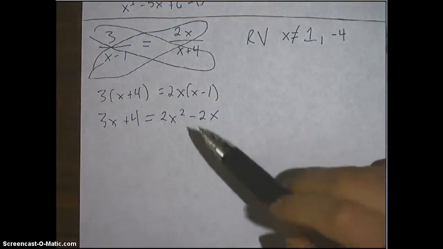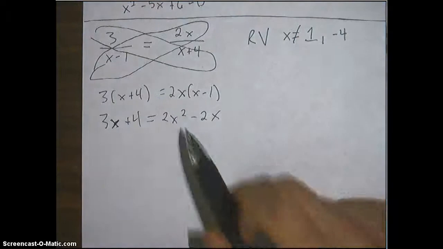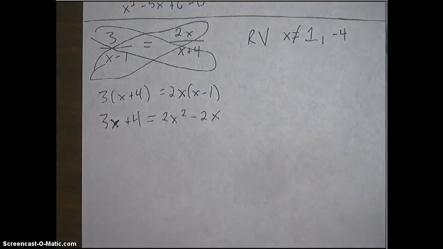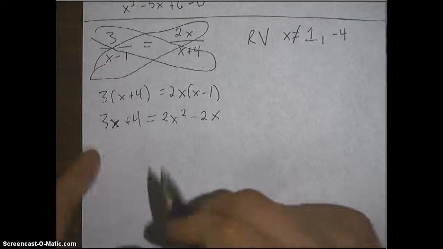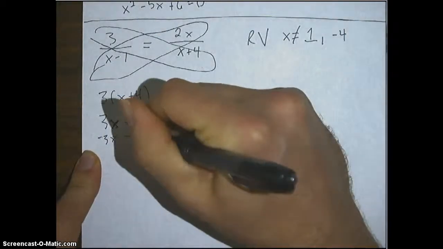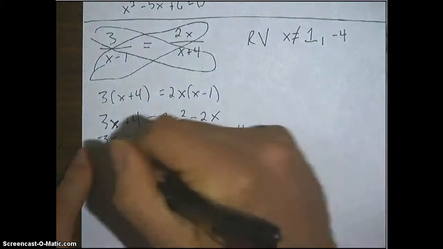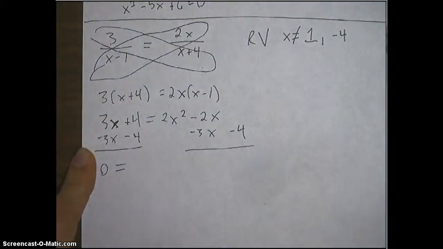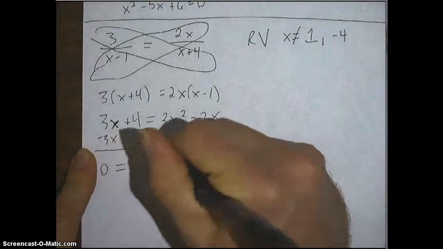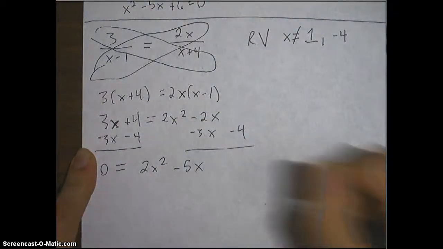And again, I'm seeing the squared term here, which tells me this is a quadratic. You can only solve quadratics by having a 0 on one of the two sides. So I'm going to subtract this 3x, and I'm going to subtract the 4. And what that gives me is 0 equals 2x squared minus 5x minus 4.